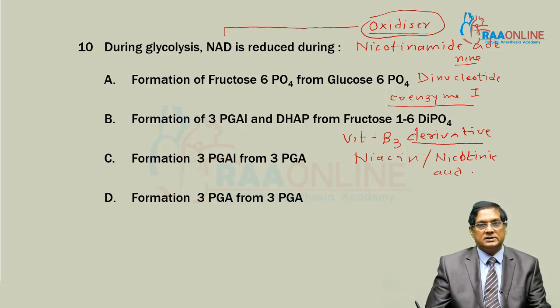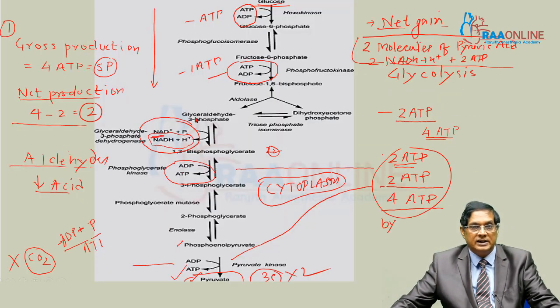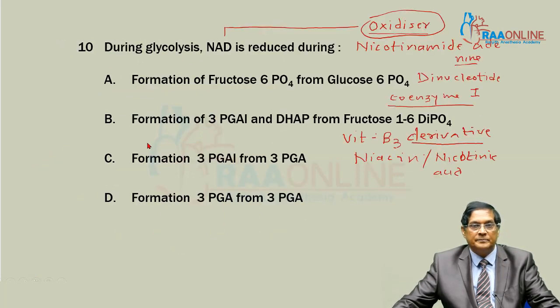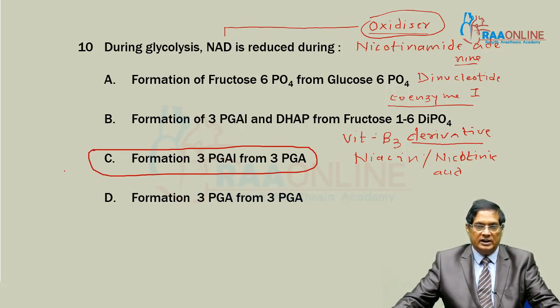In glycolysis, let's come back to that slide. Here an aldehyde is converted into an acid, glyceric acid. Aldehydes are converted into acids by the oxidizer NAD. So check the answer to this question: when an aldehyde gets converted into an acid, what is used? NAD is used as the oxidizer.